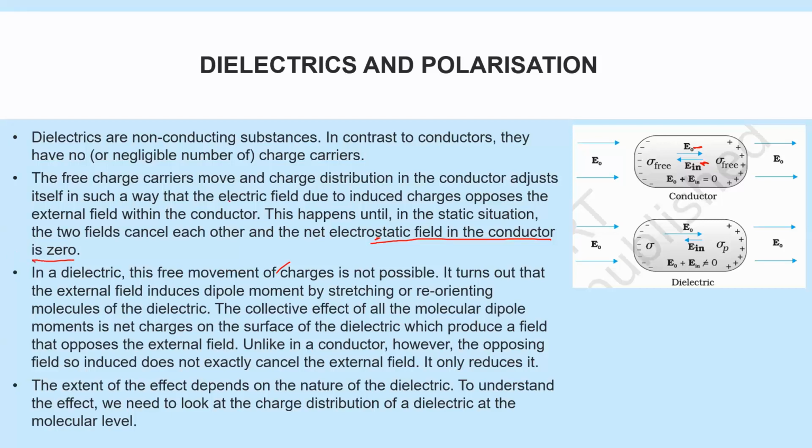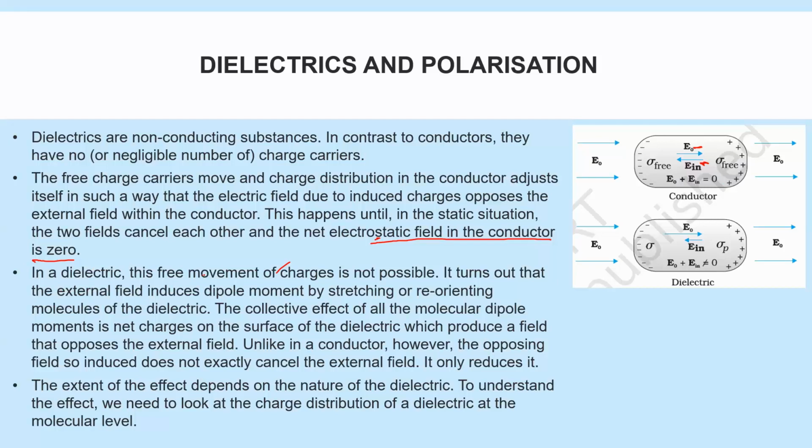Okay, so if we keep the conductor in an external field, the charge that is induced due to the effect of the external field is going to keep inducing until the external field and the induced electric field are cancelling each other out, and the net electrostatic force is going to be 0.